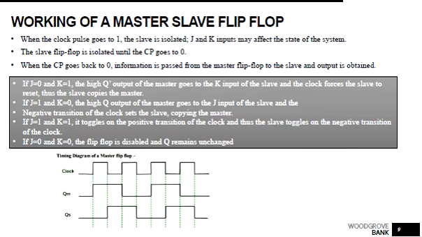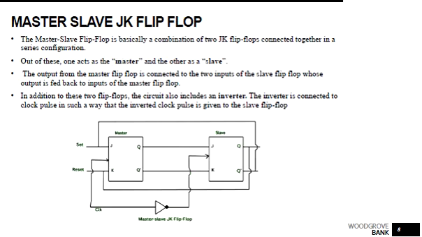The working of the master slave flip-flop: when the clock pulse goes to 1, going to the higher state, the slave is isolated. As we saw in the previous slide, when the clock is high, the clock to the slave will be 0. So that means the slave is inactive.